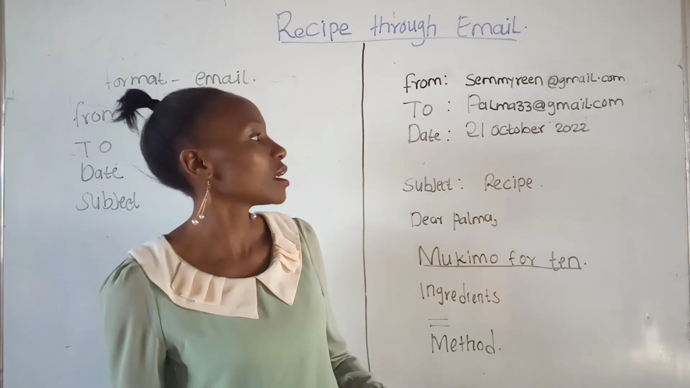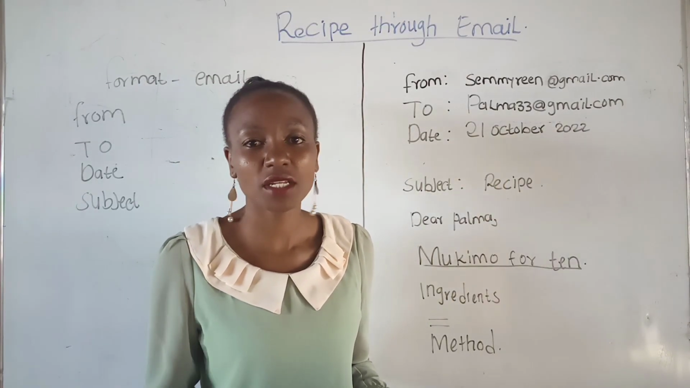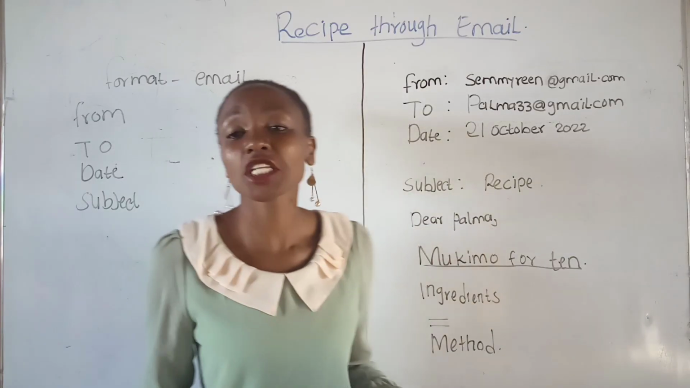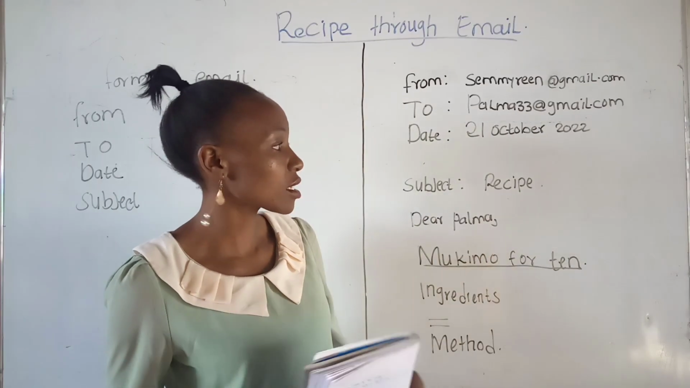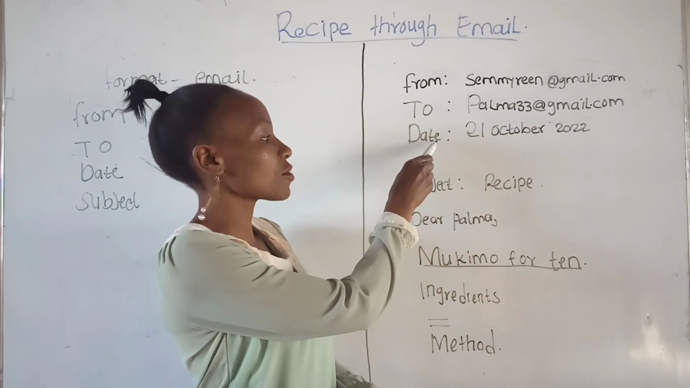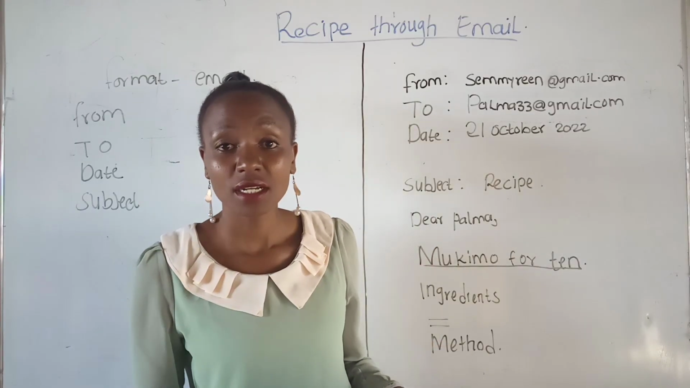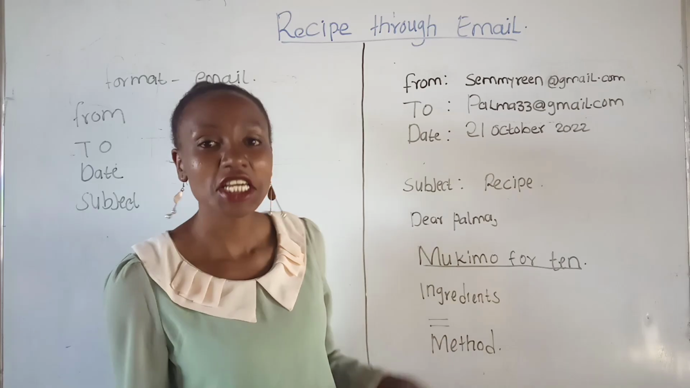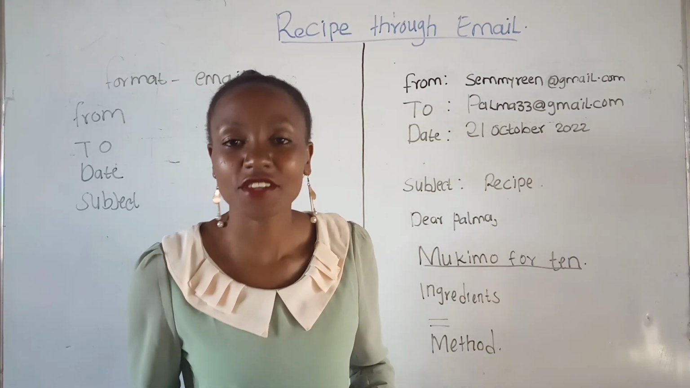And then from the date, we are going to go to the subject, a brief statement of what the mail is about. Our subject actually is recipe. Make sure you skip a line between the date and the subject. From the subject, we go to the salutation, and we're sending it to Palma, so we're going to have Dear Palma. In our body, we are going to have the recipe.